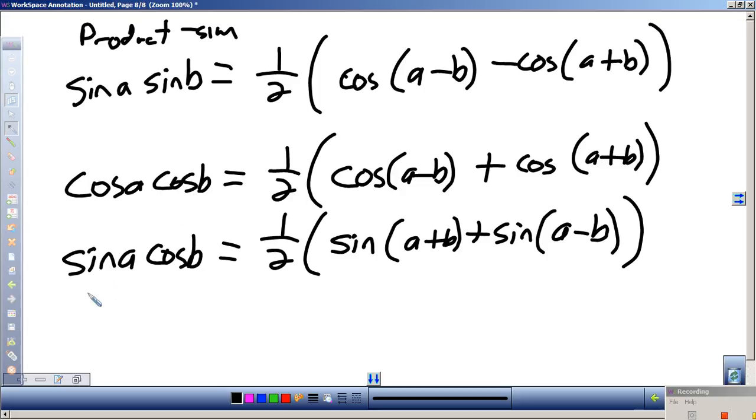Now, would it make a difference if I changed this and said the cosine of A, sine of B? Is there going to be much difference between these? Okay. Your book has two separate formulas. However, arbitrarily, we can change the order here, right? When you're multiplying, it doesn't matter the order. So I can change this and write this as sine of B cosine of A, and then I can just use the same formula. It's just swapping all the A's for B's and B's for A's.